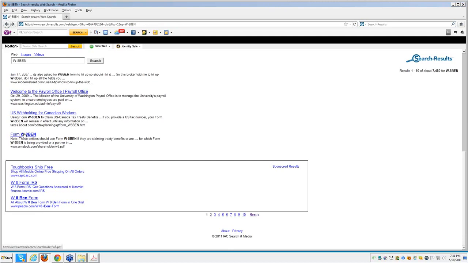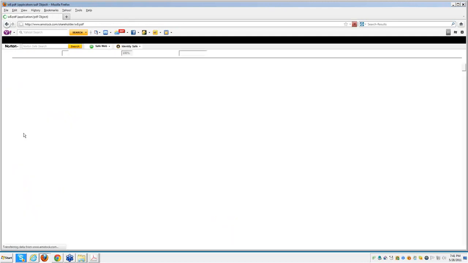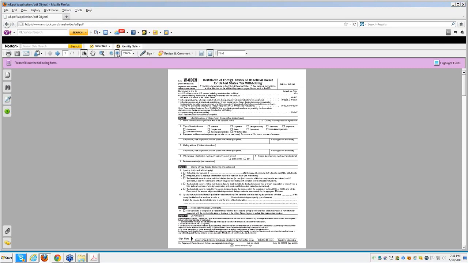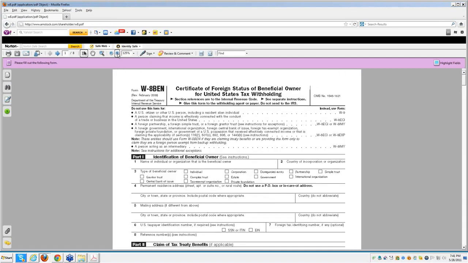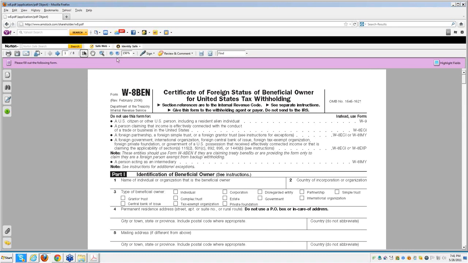Okay, here's another W8BEN. My gosh, how many forms they got for it? It's not on that one either. But see, it's not there, is it? No, because that's for a foreign status of a beneficial owner, where the other one was certificate of foreign status, non-resident alien. Did you catch that subtly, class members? Make sure you're filling out the right W8BEN form.